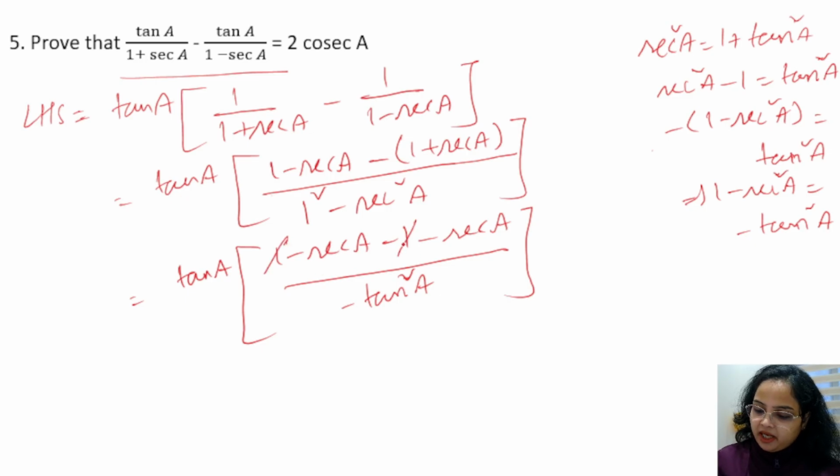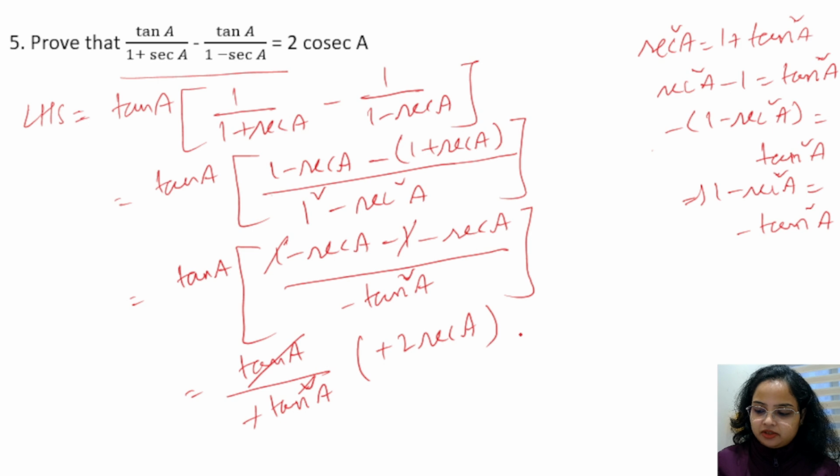So here 1 and minus 1 will be cancelled. We will get tan a divided by minus tan square a into minus 2 secant a. Minus and minus will be cancelled. Here tan a and one tan a will be cancelled. We'll get 1 by tan a into 2 secant a. Inverse of tan a is cot a. Cot a into 2 secant a.